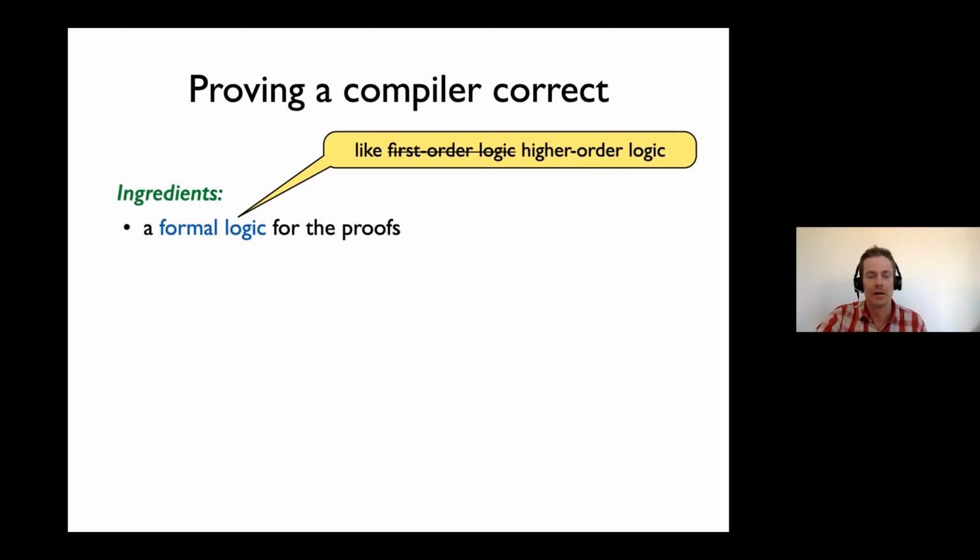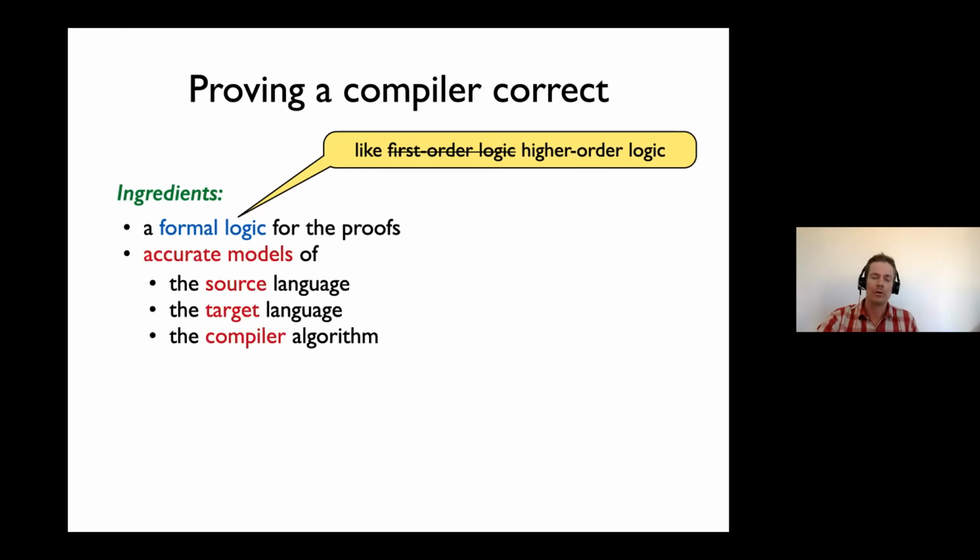And then another ingredient you need is accurate models of the source language, the target language, and the compilation algorithm. Of course, these are only models of them, and this is where you have a slight gap possibility. For instance, your target language, what is actually running on the CPU, might not be exactly what the CPU runs. So there's one possibility of a little gap where something might go wrong.